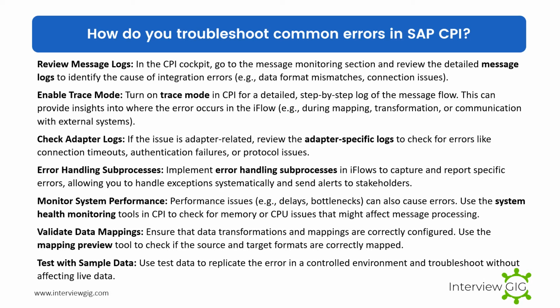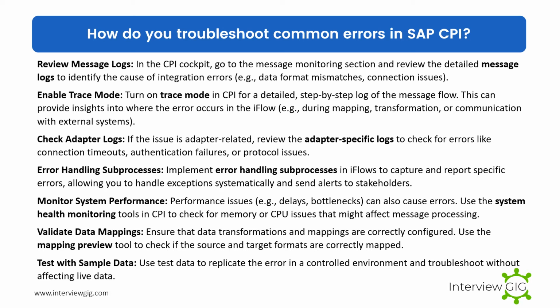How do you troubleshoot common errors in SAP CPI? Review message logs. In the CPI cockpit, go to the message monitoring section and review the detailed message logs to identify the cause of integration errors, e.g., data format mismatches, connection issues. Enable trace mode. Turn on trace mode in CPI for a detailed, step-by-step log of the message flow. This can provide insights into where the error occurs in the iFlow, e.g., during mapping, transformation, or communication with external systems. Check adapter logs. If the issue is adapter-related, review the adapter-specific logs to check for errors like connection timeouts, authentication failures, or protocol issues. Error handling subprocesses. Implement error handling subprocesses in iFlows to capture and report specific errors, allowing you to handle exceptions systematically and send alerts to stakeholders.